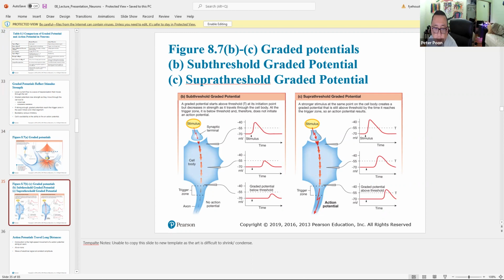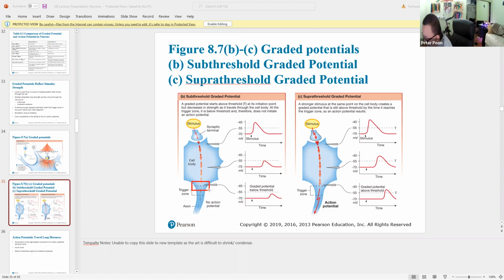Let me explain one last concept here before I end this. This here is the axon hillock. The axon hillock will determine whether or not that axon fires. Graded potentials happen all over the cell body, and I add them all up at the axon hillock.